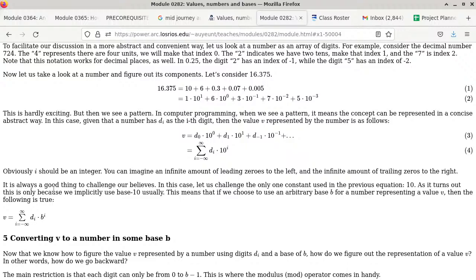Last week, we worked with base 7, remember? So in that case, b would be 7, and then the d of i's would be representing each individual digit in the number in base 7. Is that okay or not? We do okay? Yep, all right.